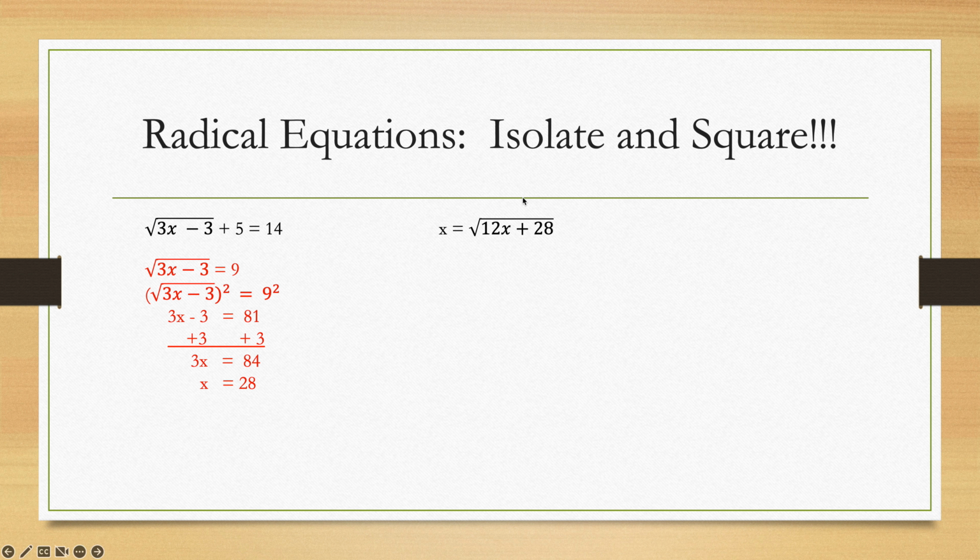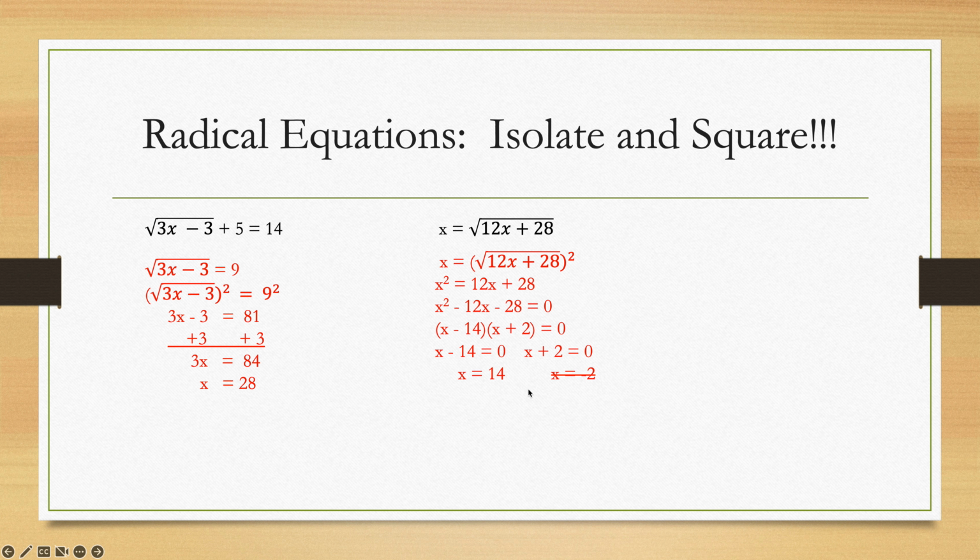Next one. It's already isolated, the radical, so we square both sides like this, and I get x squared equals 12x plus 28. Get it all on one side, subtracting the 12x and 28. Factoring, I get x minus 14 times x plus 2. Maybe it's the guy on the left, maybe it's the guy on the right. x will equal 14. And okay, so I get negative 2 as an answer on the right, but the problem is if I go to check it, negative 2 is never the square root of anything without a negative sign in front. So we reject that. That is an extraneous root.